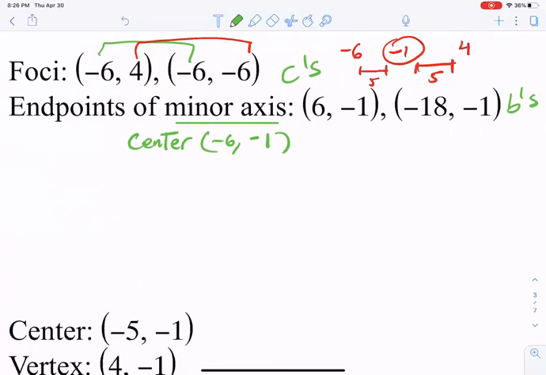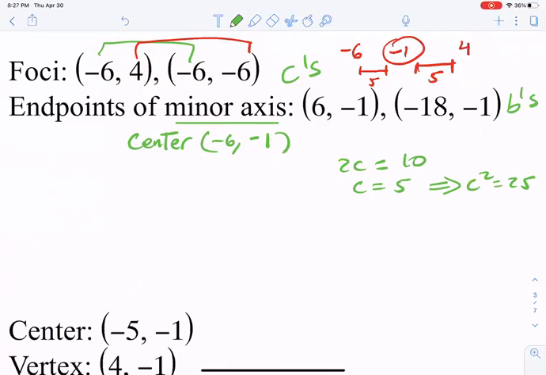Now we have the center. We can find out what the C value is here. So what is the C value here? We know that 2C should be equal to the distance from -6 to 4, which is 10. So if we solve for C, we get 5. And if we square that value, we get 25.